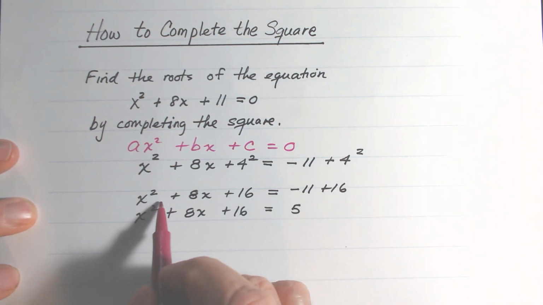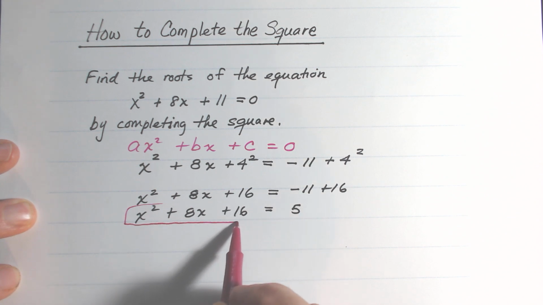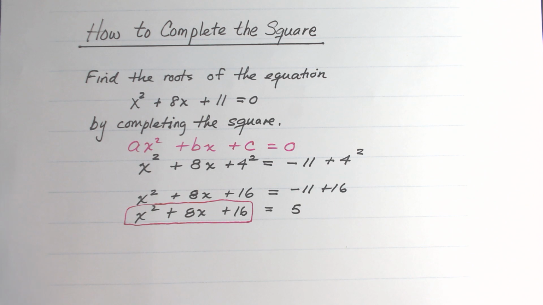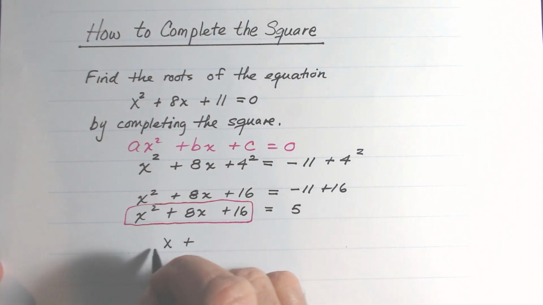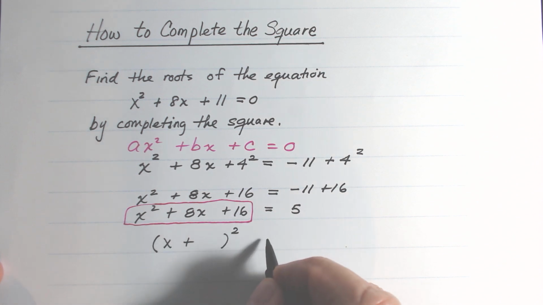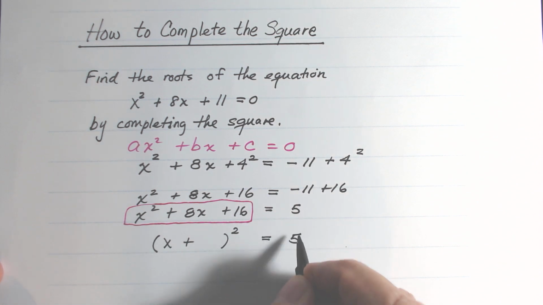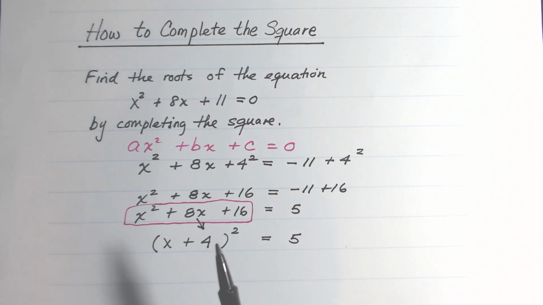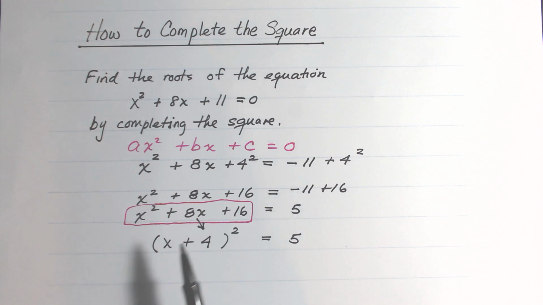This expression right here on the left side is now what is called a perfect square expression, because it can now be written as x plus something squared, and that something is half of the b coefficient, 4, because 4 plus 4 is 8, and 4 times 4 is 16. That's the relationship, this number to these two numbers right here.